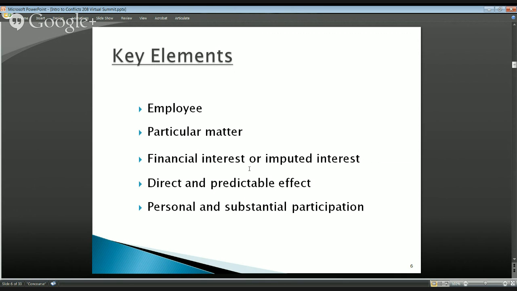Sometimes. We have direct and predictable effect. So this is about the relationship between the particular matter and the employee's financial interest. And then lastly, finally, we have personal and substantial participation. Yeah, which I think is one of the easier elements, but is certainly one that we need to consider. That's right, and you can get tripped up with that one too.